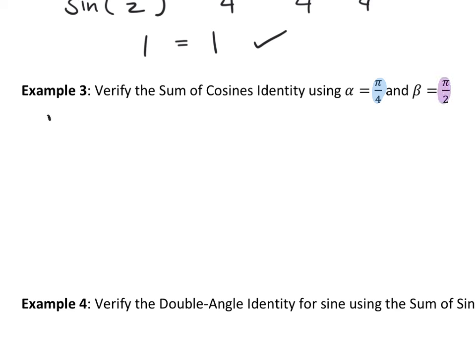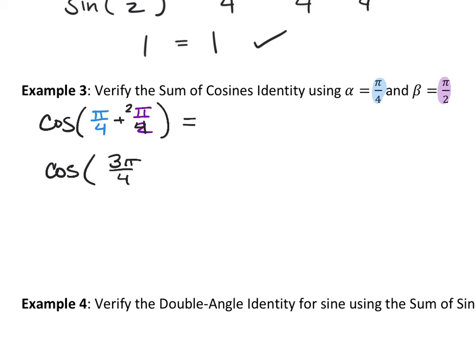So if I'm doing the sum of cosines, that means that this is cosine of alpha plus beta. I'm going to let you fill in the entire formula without me. I'm going to help you with this side so you know what the goal is. If I were to add these two fractions together, that's like the cosine of 2 pi over 4 plus 1 pi over 4, which is 3 pi over 4.